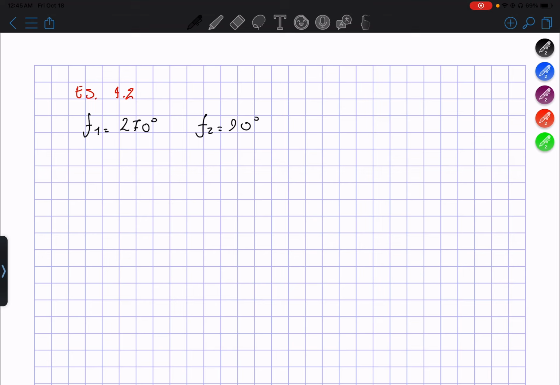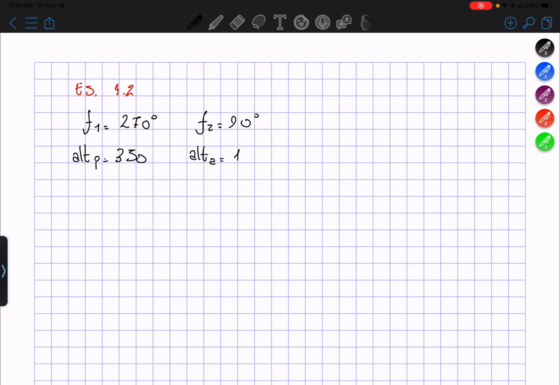And we have measurements. The altitude at perigee is equal to 350 kilometers, and the altitude at apoapsis, so the most periapsis, is 1,206 kilometers. Okay. So now I need to find the time of flight between these two angles.